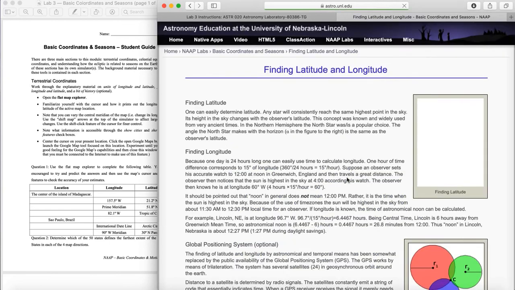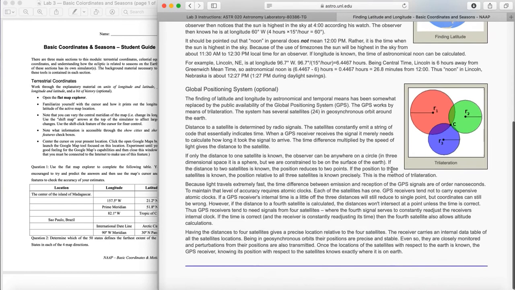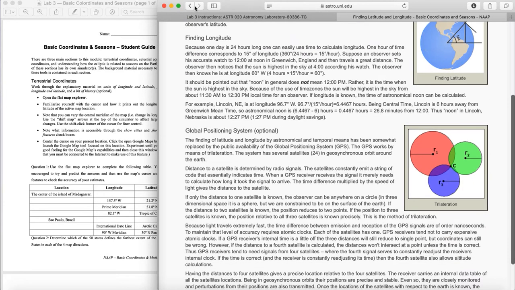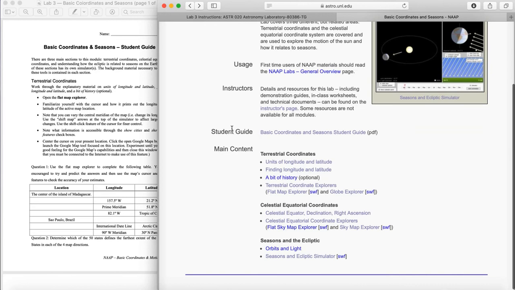All right. Then we have a little extra page which tells us about finding latitude and longitude, gives you some ideas about how to form triangles and think about it in a geographic or geometric sense. All right, and we got a bit of history. Definitely check that out, although it is optional. All right, so now let's move down. All right, so you can see here that there's a couple of these SWFs, right?